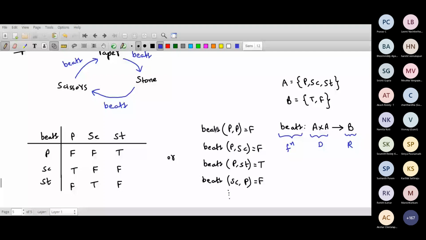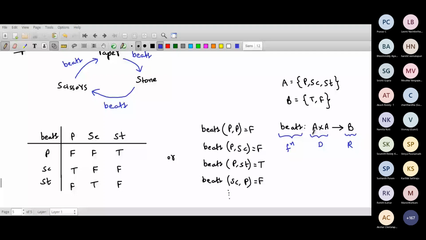So beats takes two inputs, paper, paper. Paper beats paper is false, and paper beats scissors is false, but paper beats stone is true, and so on. So we can write it like this also. Okay. So there are two sets. One is paper, scissors, stone, and another is true or false. The domain is A cross A because you have pairs, right? It's not just P mapping to something. It is P comma P mapping to something, P comma scissors mapping to something, paper comma stone mapping to something. So these are pairs which are being taken as arguments.